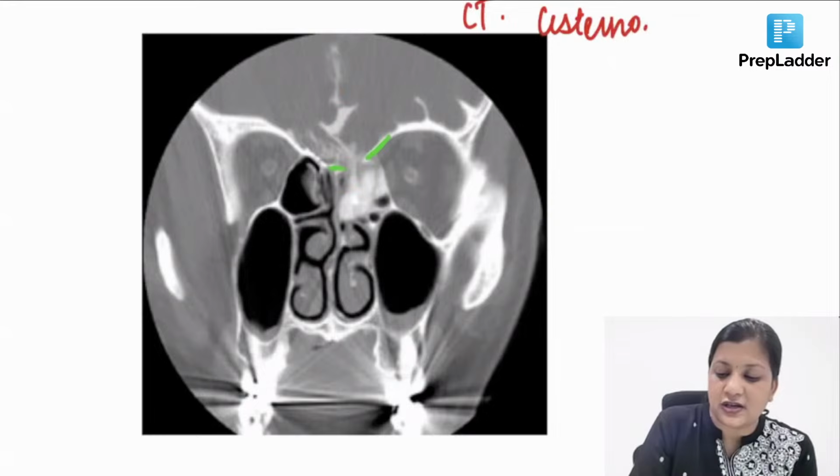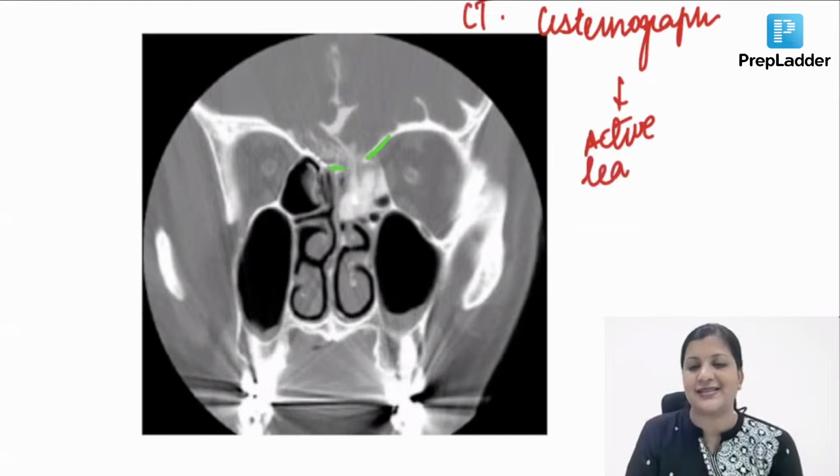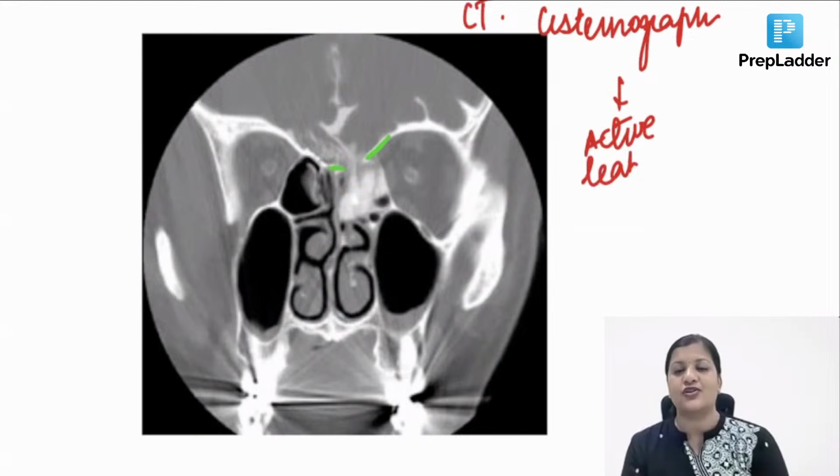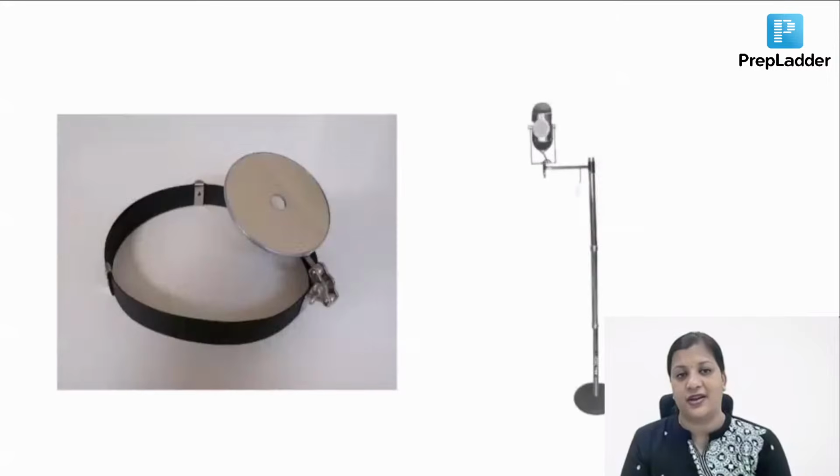And CT cisternography is done to identify active leaks. So for active leaks, we are going to do this CT cisternography. It's not the investigation of choice overall, but it is the investigation of choice for identifying where an active leak is happening.